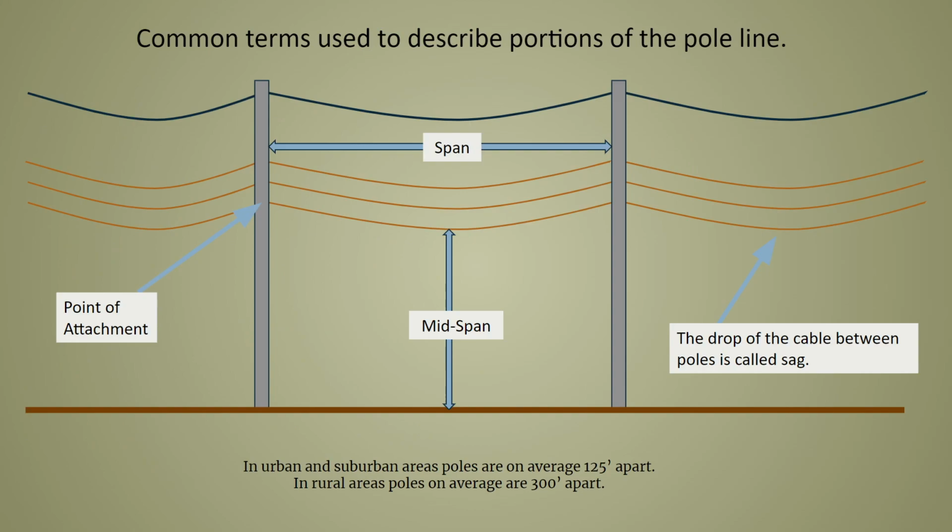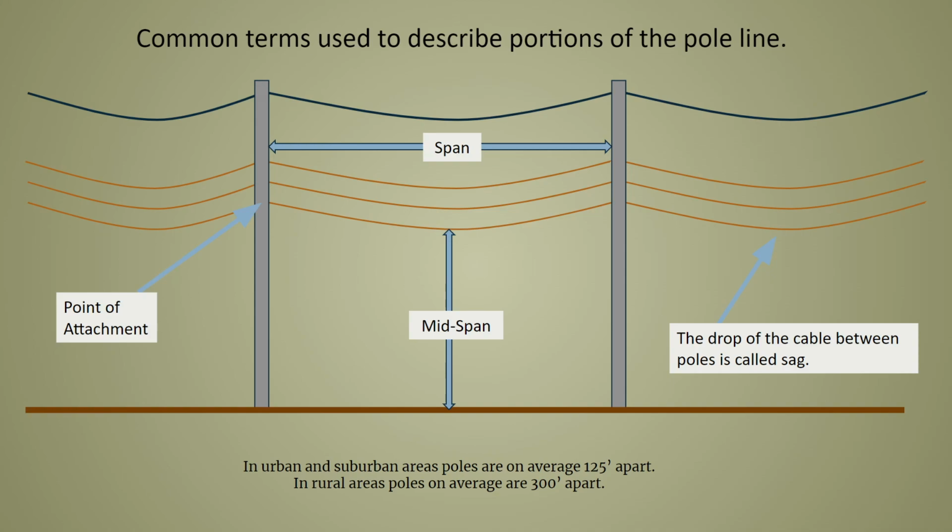So when you're looking at a pole line along the side of the road, there's a few terms that you would use. The distance between the two poles is considered the span of the pole. Then you have your point of attachment. The point of attachment is where the bolt is drilled through the hole and we've attached to it.